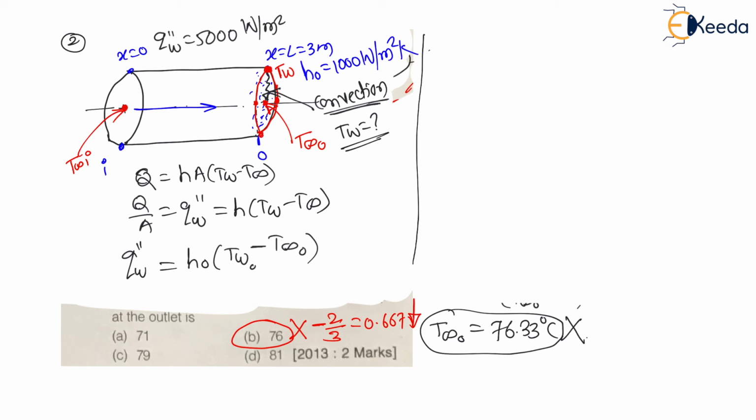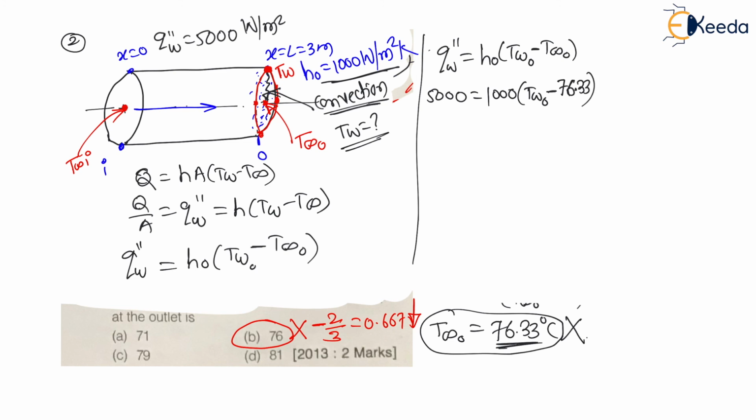Therefore, my dear students, the formula is heat flux is equal to h O into T wall at outlet minus T infinity at outlet. Therefore, 5000 is equal to h O, which is given as 1000, into T wall at outlet minus T infinity O. Just now we have calculated 76.33. So let us solve this expression for T wall. If I solve this expression for T wall, I think I will get T wall is equal to 81.33 degrees Celsius.